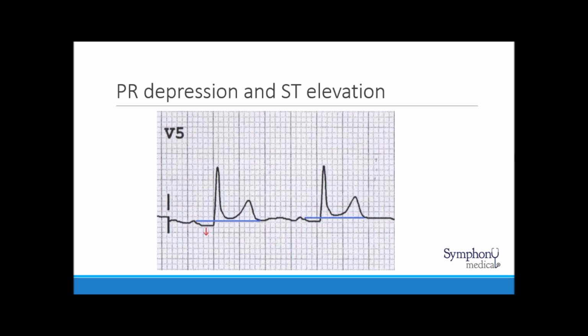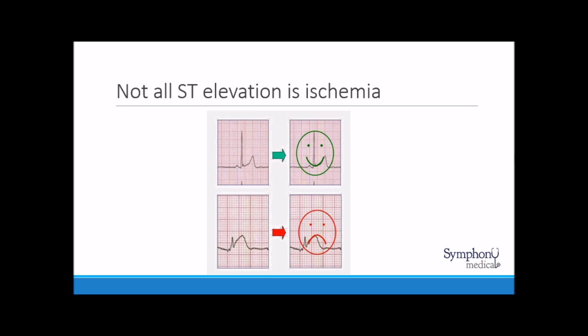So if you use the PR segment as your isoelectric line, A, you're going to miss PR depression, and B, you're going to get confused and think you have ST elevation when you don't. Okay? The other thing is that not all ST elevation is created equal.